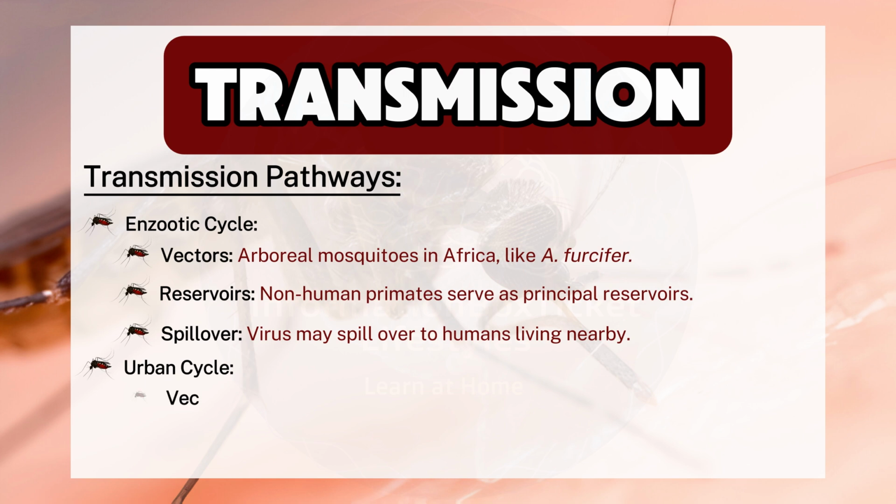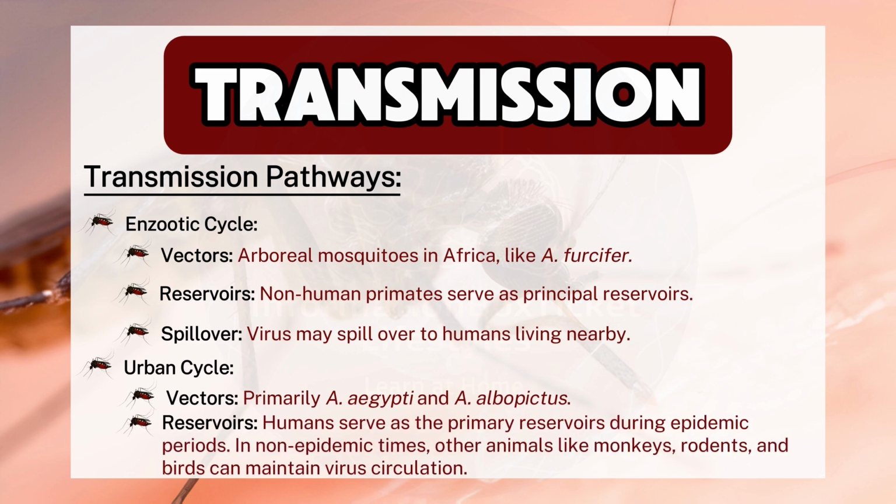Urban cycle. Vectors. Primarily A. aegypti and A. albopictus. Reservoirs. Humans serve as the primary reservoirs during epidemic periods. In non-epidemic times, other animals like monkeys, rodents, and birds can maintain virus circulation.